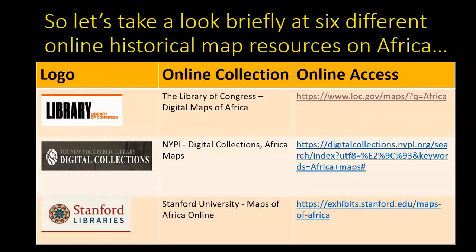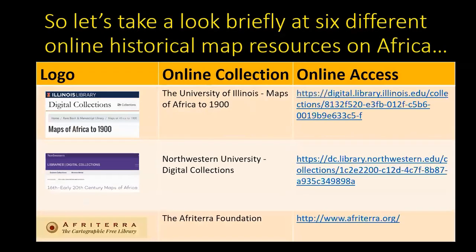We can summarize these things, and they'll be available for you in a PDF file on the website for the Africa Map Circle. The links are there in the right-hand column. The logos are on the left, and the name of the collection is in the middle. You can download this PDF document and click on the links as a way to get going.